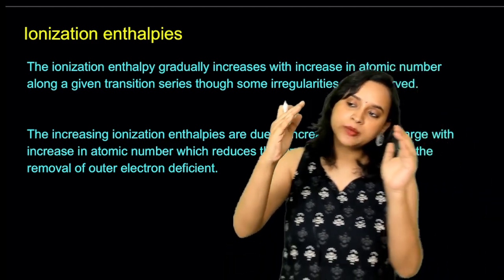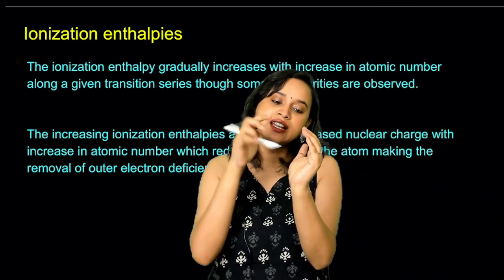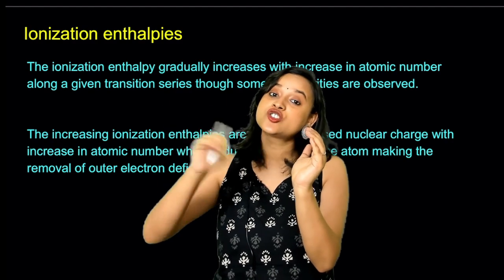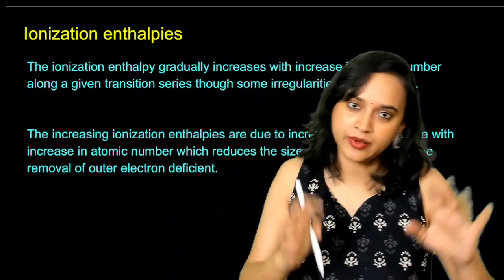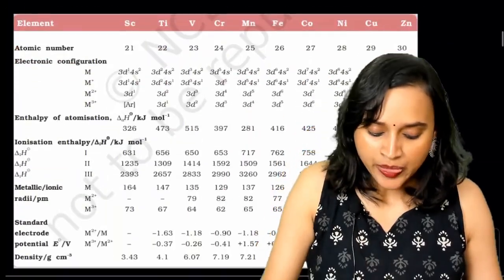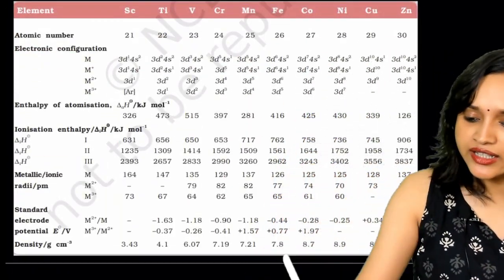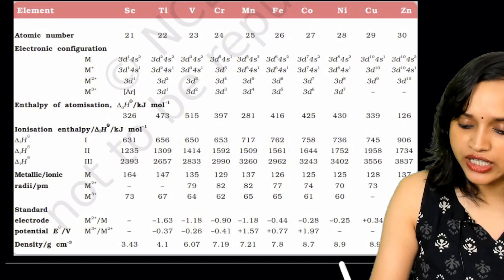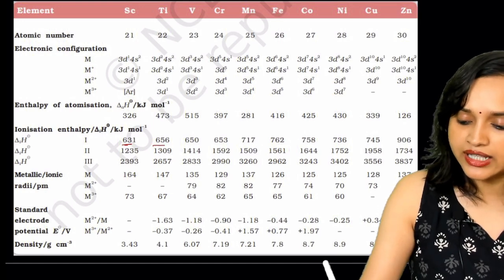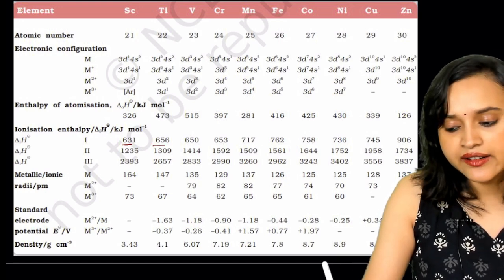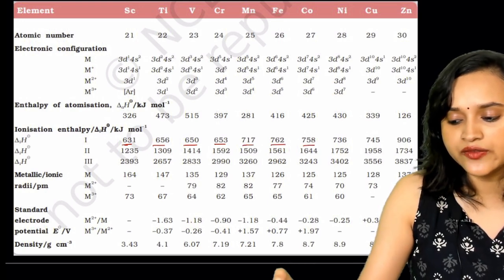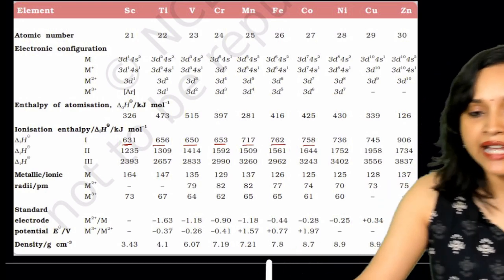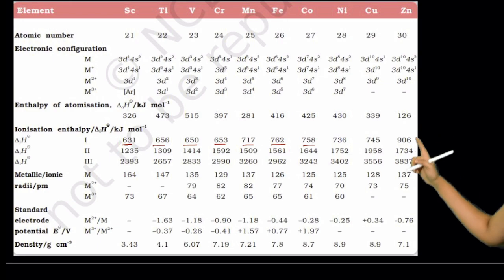While the atomic radius is decreasing, the nucleus is able to hold the last electrons, so it becomes very difficult to take away the electron and run away. Get it? Now, look at this ionization energy. One is 631, then 656. Then see, it is again reduced: 650, 653, 717, 762, 750. Again reduced, right? And then for zinc, do you see that the ionization enthalpy has increased to 906?